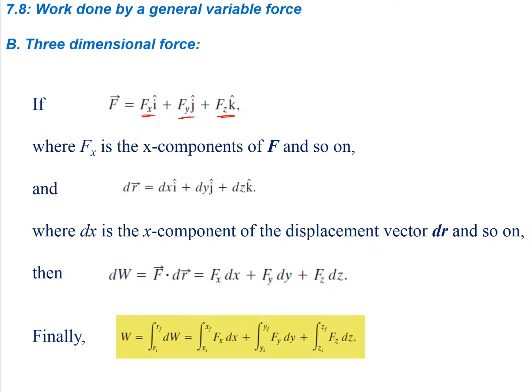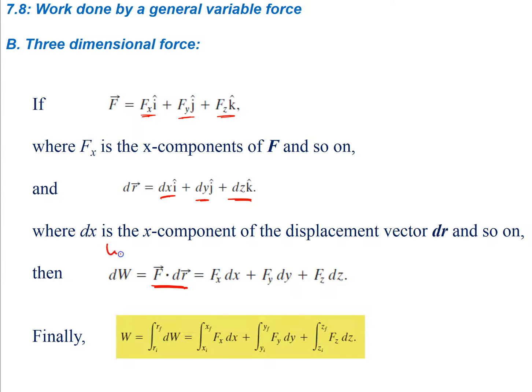What our little dr segments are going to be is then just dx in the i direction, dy in the j direction, and dz in the k direction, where dx is the x component of the displacement vector, dr, and so on. So our work then is just going to be the dot product of F dot dr.